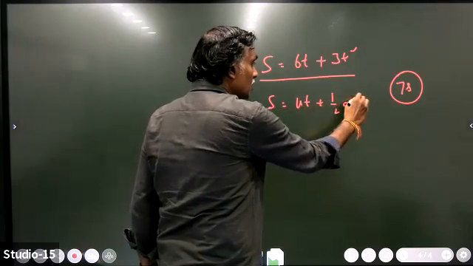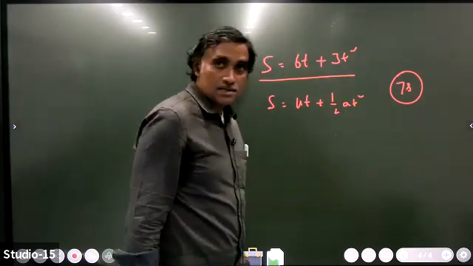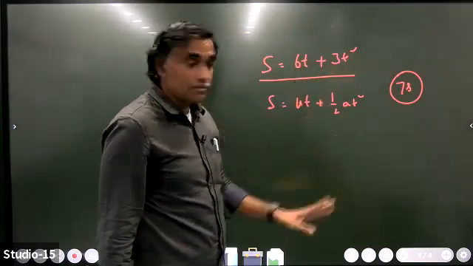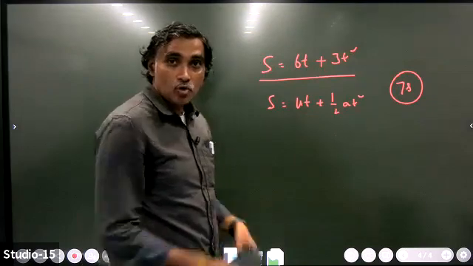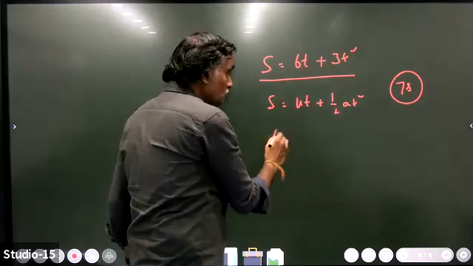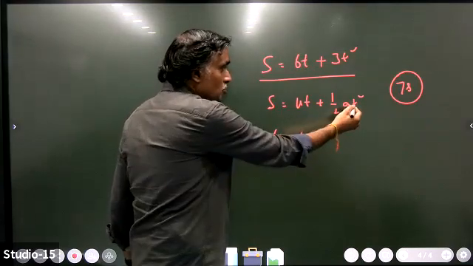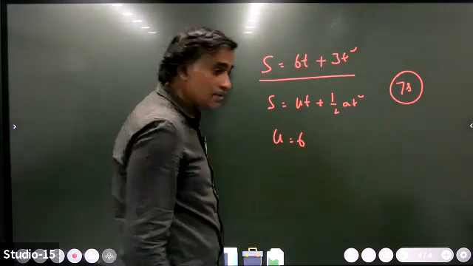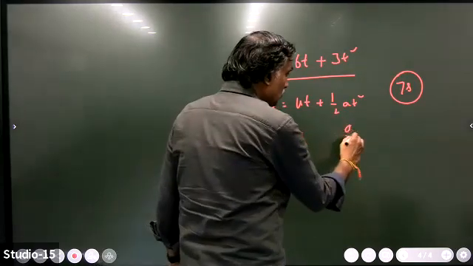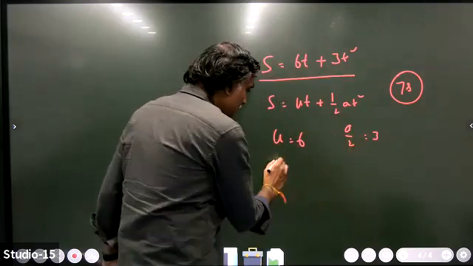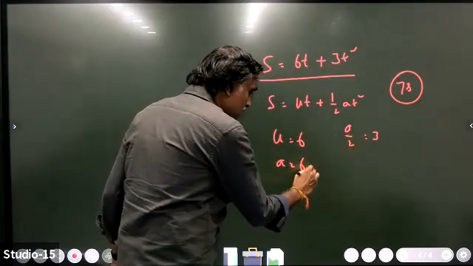Are they comparable? Yes, because here one t term, one t square term, here also same. Okay. So what is the coefficient of t? It is u, that is the initial velocity. So what is u? 6. And what is the coefficient of t square? It is a by 2. So a by 2 is equal to 3. So what is a? 6. So a equal to 6 meters per second square.